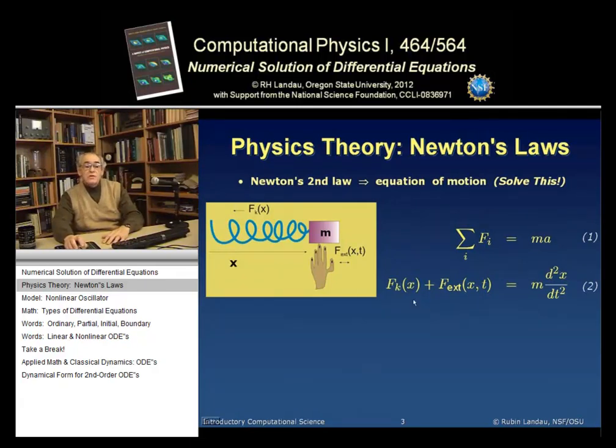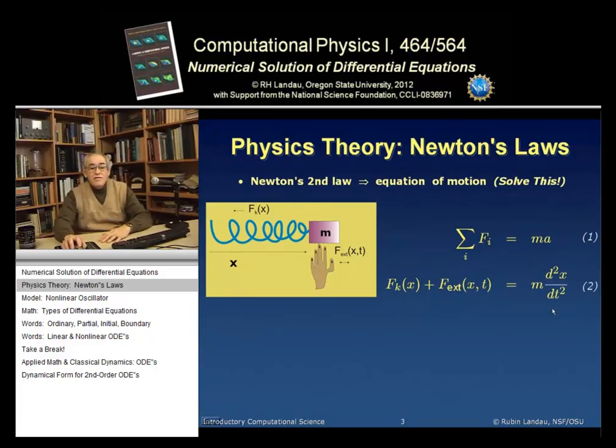Okay? So when we apply it explicitly to the problem at hand, what we have are two forces. We have the external force. We sum that up with the force of the spring, F sub k. K here reminding you that there's a spring constant, and that's equal to the mass times the acceleration. And the acceleration is just the second derivative of the position as a function of time.